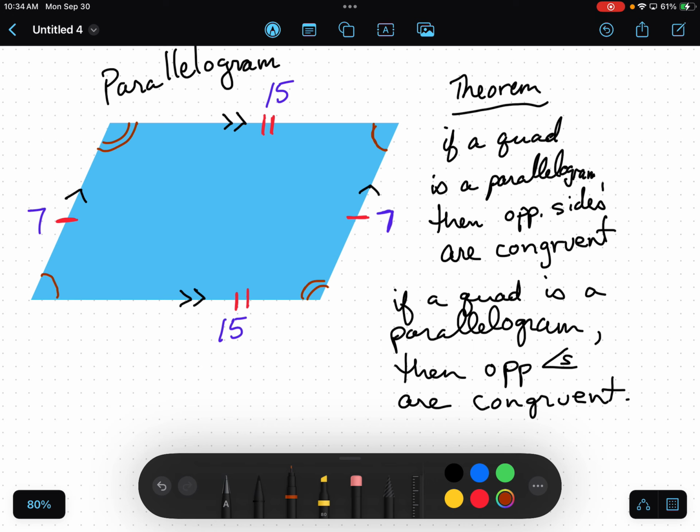So what if I told you this was 150 degrees? How big would the other corner be? 150 degrees. This would also be 150 degrees. And if I told you this was 30 degrees, how big would the other corner be? 30 degrees. 30 degrees. Good job. Okay. Is everybody okay with that?